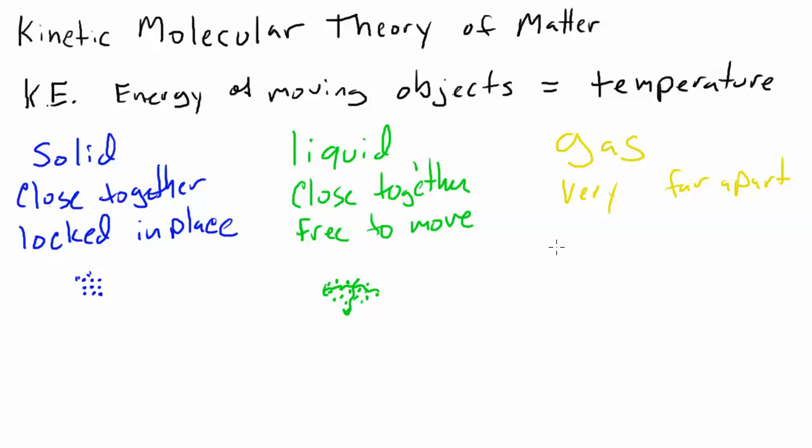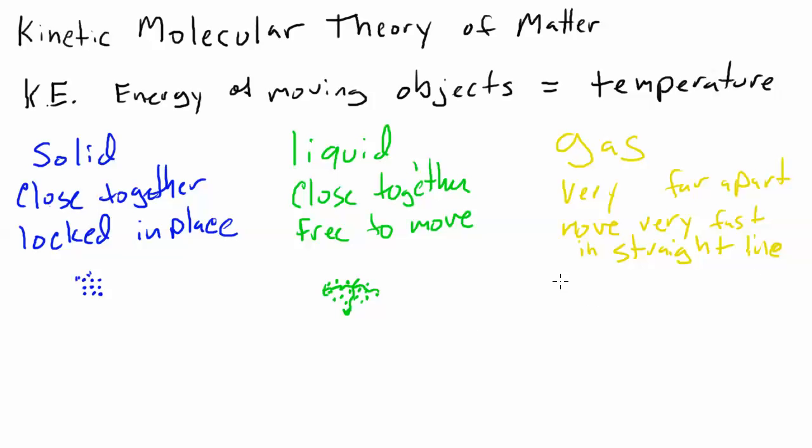And because they're so far apart, the only time they ever encounter each other is when they collide, when they hit each other. They're very far apart, and not only are they free to move, but they're moving very, very fast in a straight line. Of course, unless they hit something.